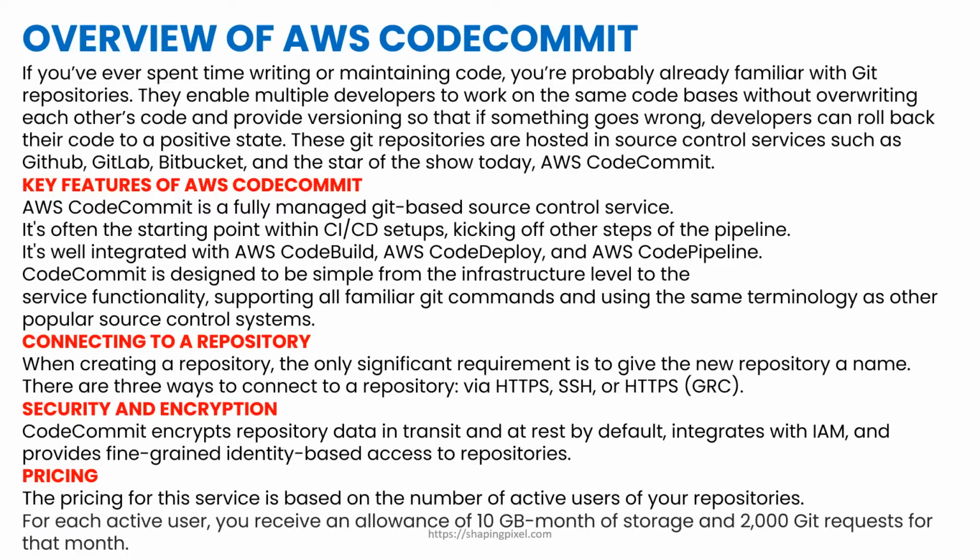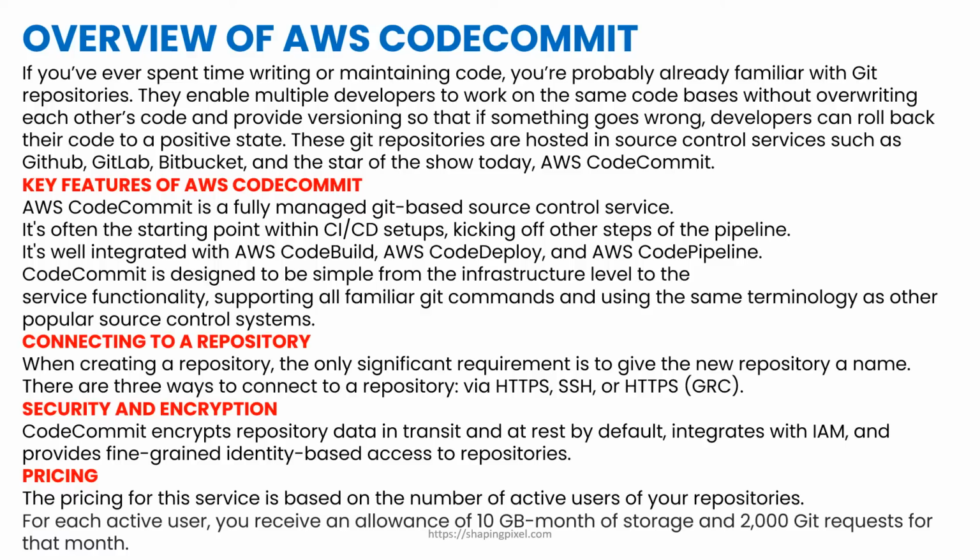Now let's dive into an overview of AWS CodeCommit. If you have ever spent time writing or maintaining code, you're probably already familiar with Git repositories. They enable multiple developers to work on the same code bases without overwriting each other's code and provide versioning so that if something goes wrong, developers can roll back their code to a previous state.